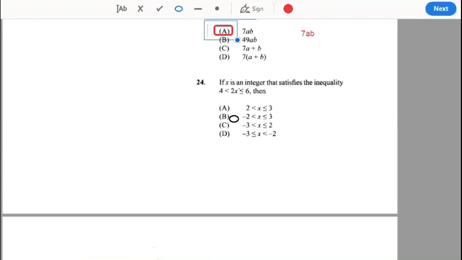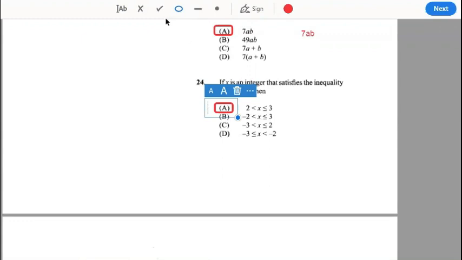If we put -1 in the original inequality, 2 times -1 gives you -2. -2 is definitely not greater than 4. It is less than 6 but not equal to 6, so that did not satisfy the inequality. So we realize that no negative number in this case can satisfy that inequality. Right there we know that our answer is A, but if we should work it out, it says x is greater than 2 and x is equal to or less than 3.